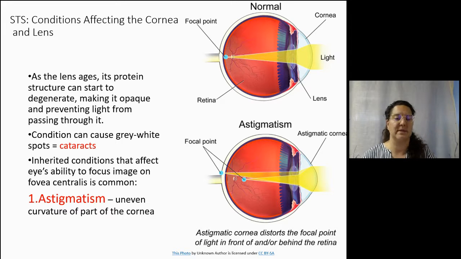Another one is known as astigmatism, and this can be more of an inherited condition. Some people are just born with a little bit more astigmatism than others. This is the uneven curvature of part of the cornea, and so it affects how light will focus onto the retina. This is typically corrected with glasses or contact lenses.